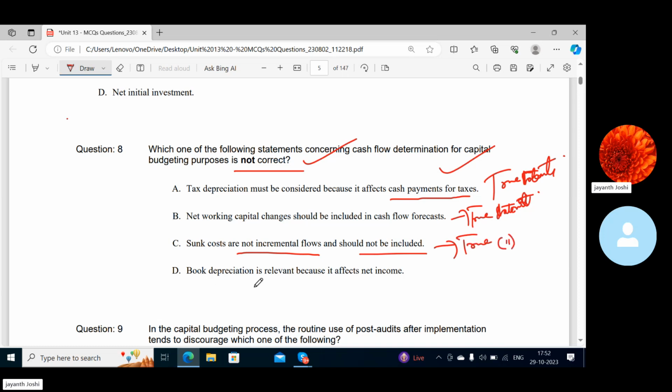No. Book depreciation is relevant. Do you think book depreciation is relevant? No. Tax depreciation is relevant, right? Yes. So tax depreciation is relevant to cash flow analysis because it affects the amount of income taxes that must be paid. Book depreciation is not relevant because it does not affect the amount of cash generated by an investment, because it's not a cash outflow as well. Okay, it's a wrong statement.